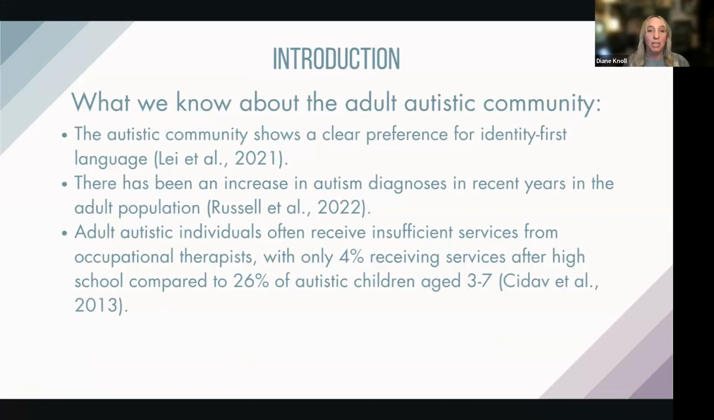We also know that there's been an increase in autism diagnoses in recent years in the adult population. A lot of my clients are coming to me in their 30s and 40s with a new diagnosis of autism. Autistic individuals often receive insufficient services from occupational therapists: only 4% receive services after high school, compared to 26% of autistic children aged 3 to 7. And what we will see later in the literature review is that sensory issues don't go away when you turn 18.